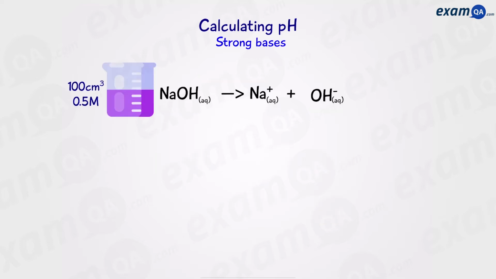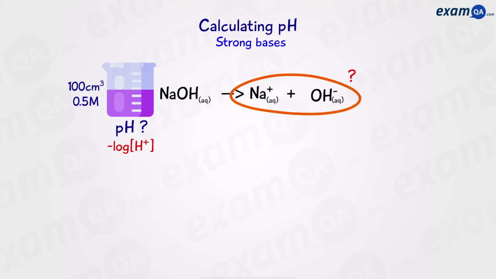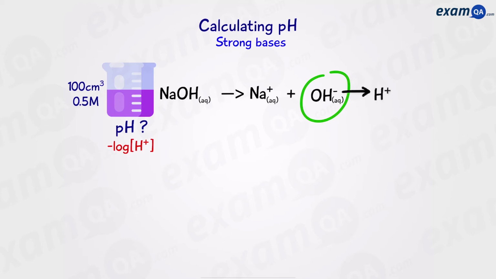Let's try a question. Let's say we have 100 centimeters cubed of 0.5 molar sodium hydroxide, and we want to calculate the pH. Remember that pH is minus log of the concentration of hydrogen ions. However, the products here are not hydrogen. Instead, we have hydroxide. So if we're going to have to work out pH, we're going to have to convert this hydroxide into hydrogen using something called Kw, the ionic product of water.